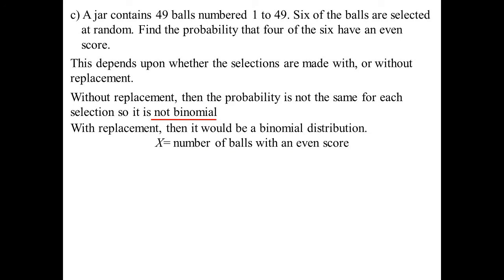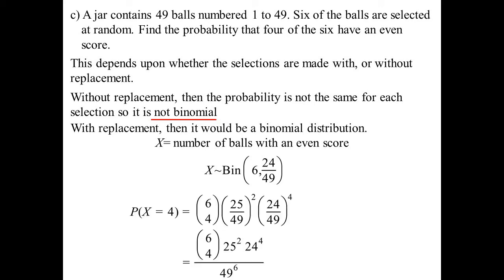But if they do replace it, then it would be a binomial distribution, because the probability would be the same every single time. So in fact, we could say, yes, that is a binomial distribution. The number of trials we're doing is 6, because 6 balls are being selected, and the probability of success, well, there's 24 even numbers from 1 to 49, so 24 out of 49. And the actual probability, there it is. Unsimplified, I'm not going to worry about trying to write that as a fraction, the numbers are just too big. But 0.2247 would be the probability.